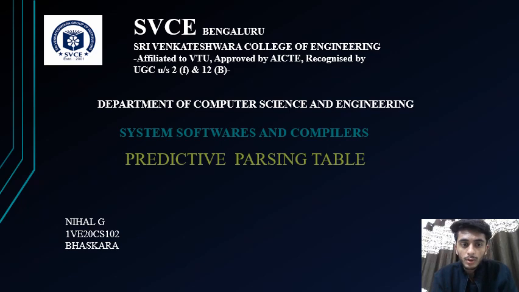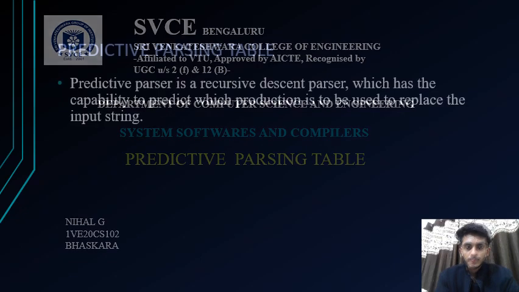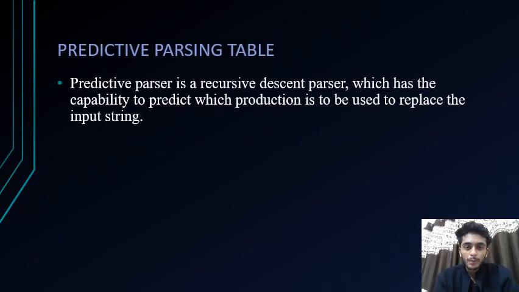Today in this video we'll discuss the predictive parsing table, which comes under the topic of system software and compilers. So here it goes. Predictive parsing table. A predictive parser is a recursive descent parser which has the capability to predict which production is to be used to replace the input string. So it predicts which production we have to use before replacing the input string. Let's discuss further.